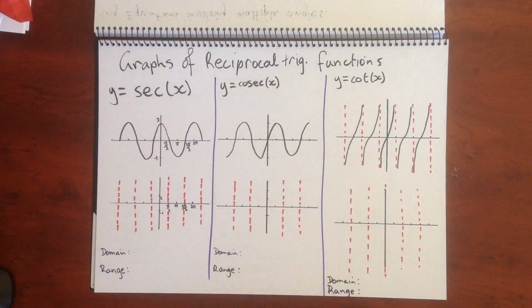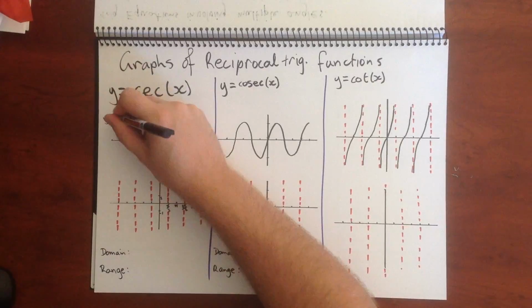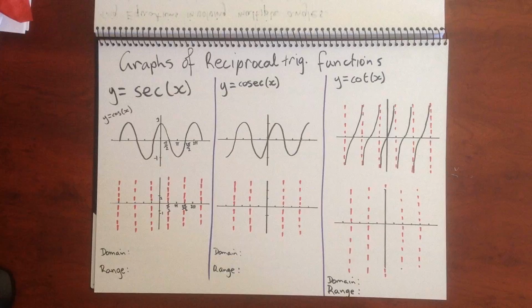Hey, in this tutorial we're going to look at graphs of reciprocal trig functions. So they're our sec, cosec and cot functions. Remember that sec is defined as 1 on cos of x. So I've just drawn our graph of y equals cos of x here, and remember we're doing 1 over cos of x.